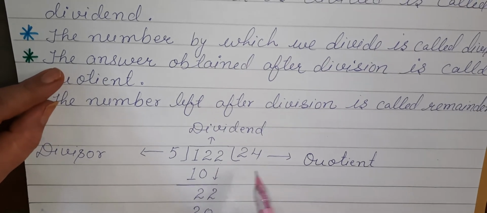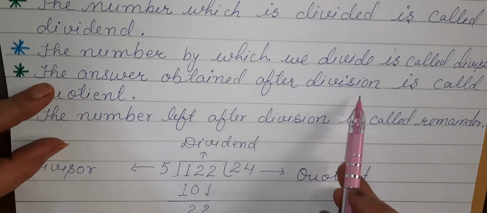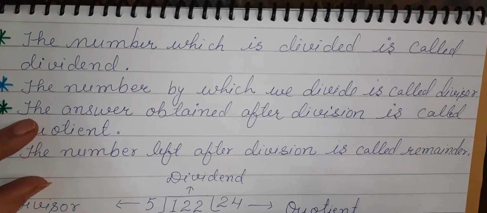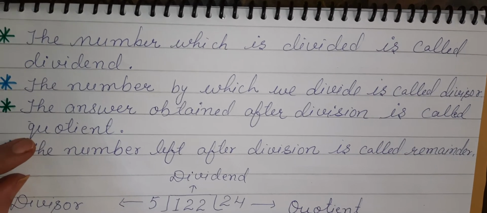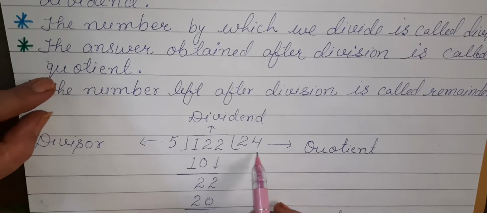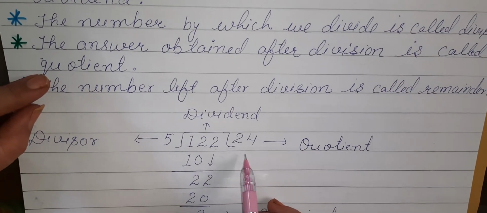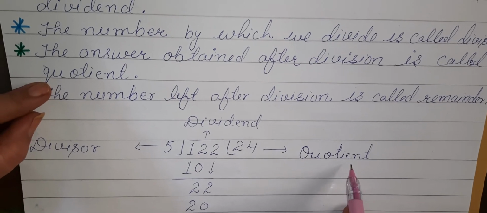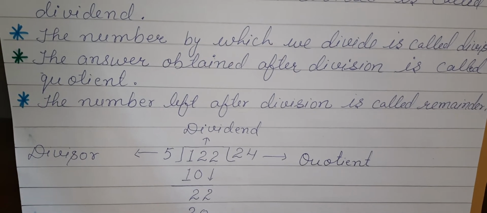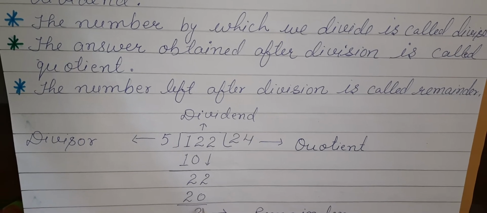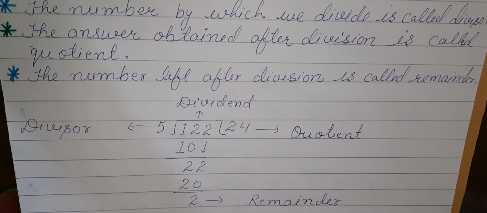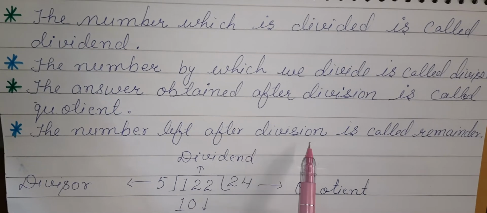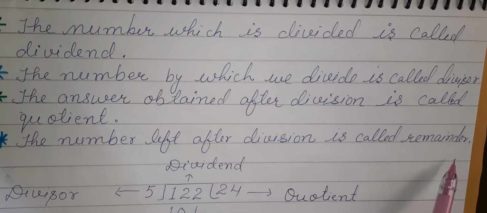The answer. Answer means quotient. The answer obtained after division is called quotient. It is our answer. At last we have 2. 2 is our remainder. What is remainder? The number left after division is called remainder.